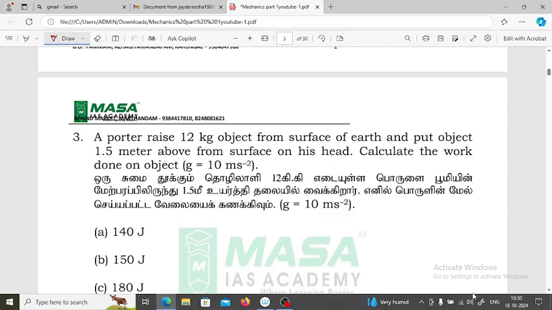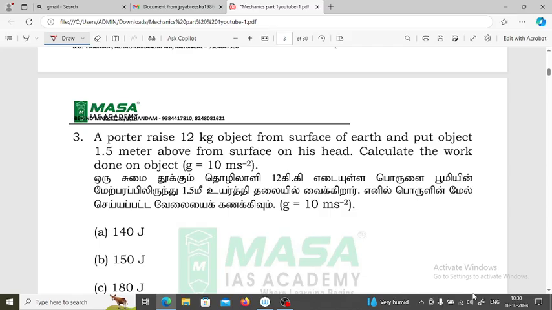A porter raised 12 kg object from the surface of the earth and put the object 1.5 meter above the surface on his head. Calculate the work done on the object. So we want to calculate the work done. ஒரு சுமை தூக்கும் தொழிலாளி 12 கிலோகிராம் எடையுள்ள பொருளை பூமியின் மேற்பரப்பிலிருந்து 1.5 மீட்டர் உயர்த்தி தலையில் வைக்கிறார்.